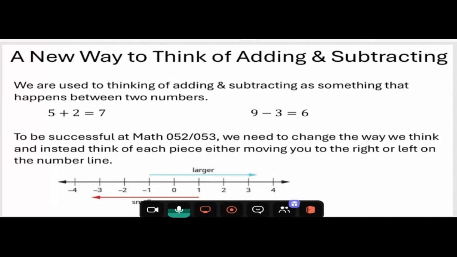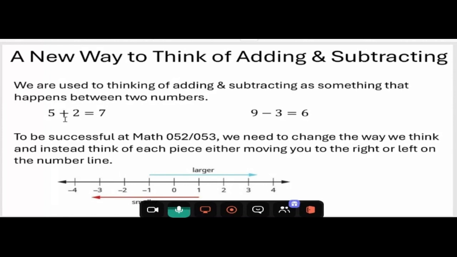So we want to think of anything that's being added as going to the right on the number line, and anything that is negative being subtracted is going to the left on the number line. And we want to think about every piece as either having a plus or a minus in front of it. In other words, and I'm going to say this a lot over the next little while, this plus sign right here, that goes with the 2. It tells you that it's going to the right.